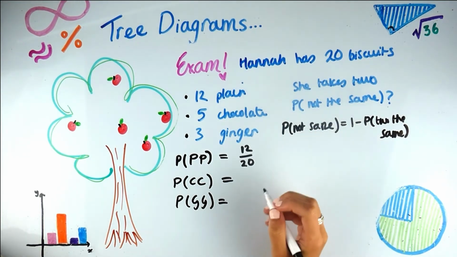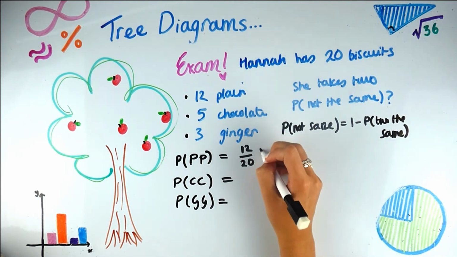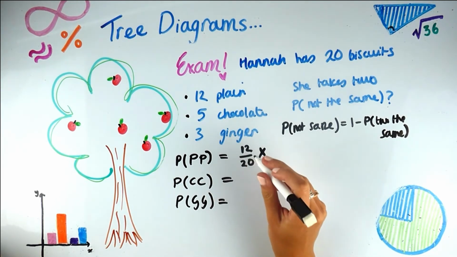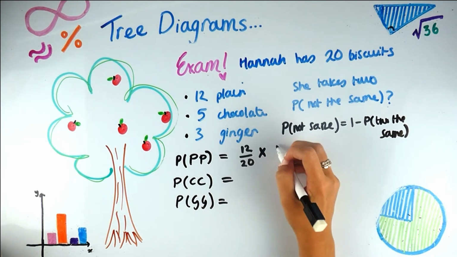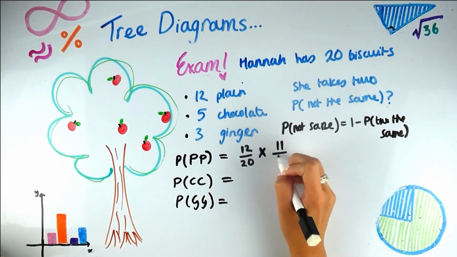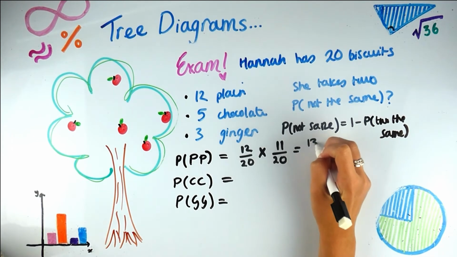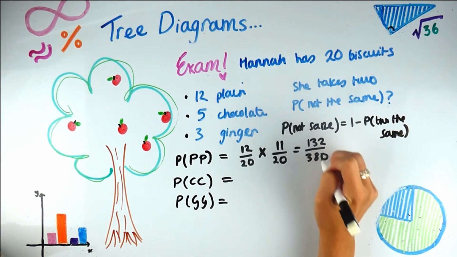But then she's going to get 1, and she needs another one. So and is multiply in maths English speak. Now there aren't 12, there's now 11 because she's eaten 1. So there are now 11 plain biscuits out of 19. And if you just pop that in your calculator, you get that.